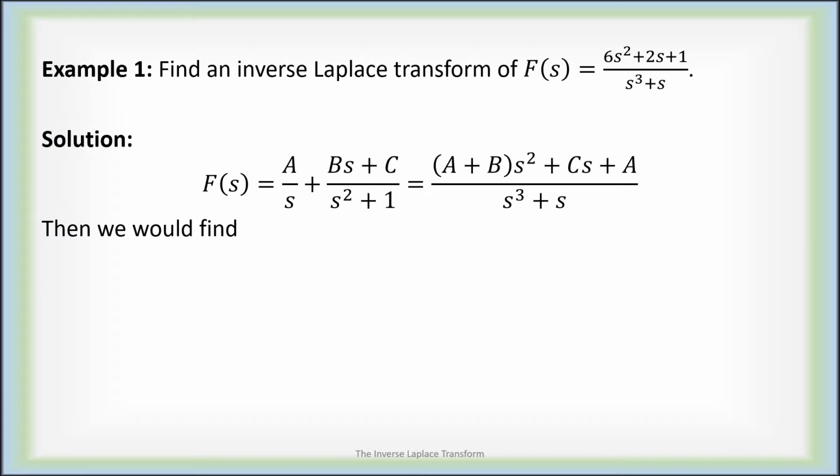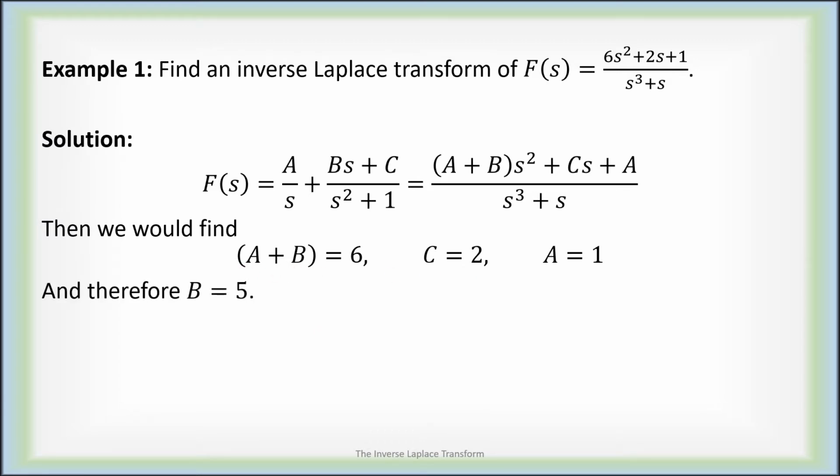But remember, this is supposed to be capital F of s as given in the problem. So a plus b, being the coefficient of s squared, should be 6, because that was the coefficient of s squared in the numerator of capital F. Also, the coefficient of s should be 2, so c should be 2, and this constant term should be 1. So we find a is 1, c is 2, but also a plus b must be 6. Therefore, since we already knew that a is 1, if a plus b is 6, b must be 5. So we can now write capital F of s as a over s, 1 over s, plus bs plus c over s squared plus 1, 5s plus 2 over s squared plus 1.